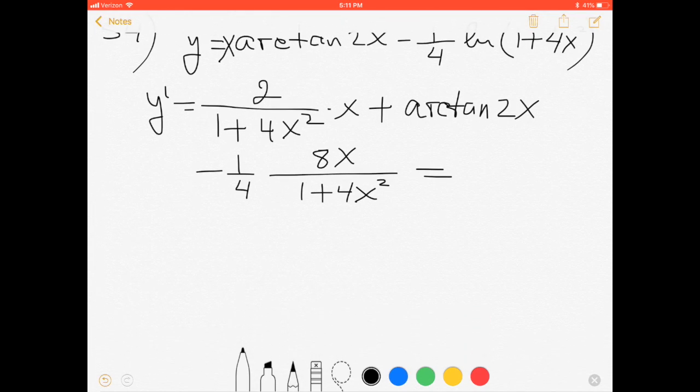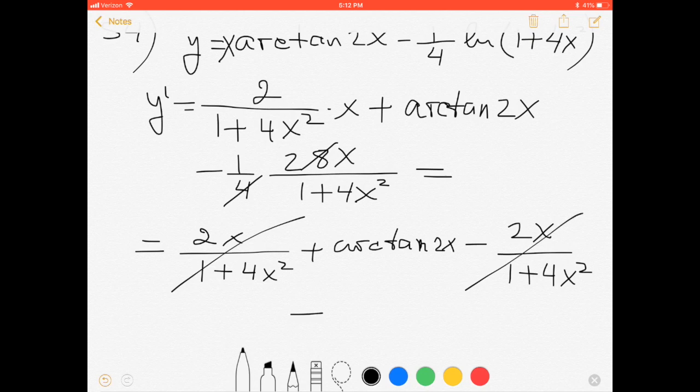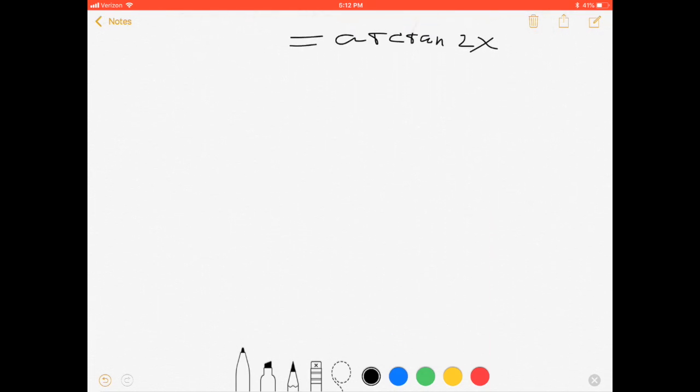Okay, simplify. The first fraction is 2x over 1 plus 4x squared plus arctan 2x, and here it cancels, and here we have minus 2x over 1 plus 4x squared. This means these two fractions cancel, and the final answer is arctan 2x. Great.